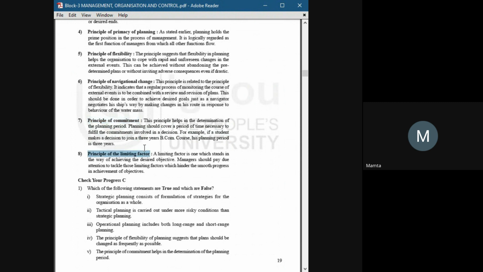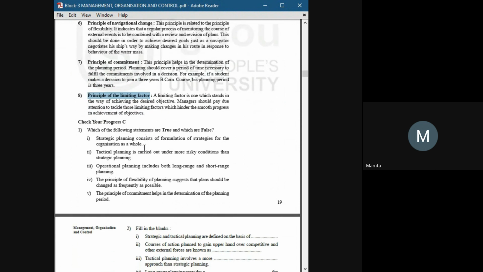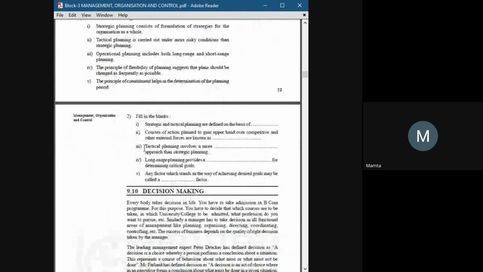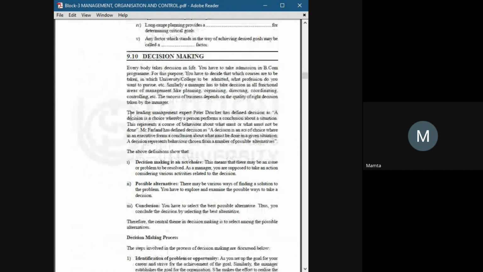Principle of the limiting factor. A limiting factor is one which stands in the way of achieving the desired objectives. Managers should pay due attention to tackling those limiting factors which hinder the smooth progress in achievement of objectives. So these are some principles of planning. I guess it's clear. Moving further to decision making.